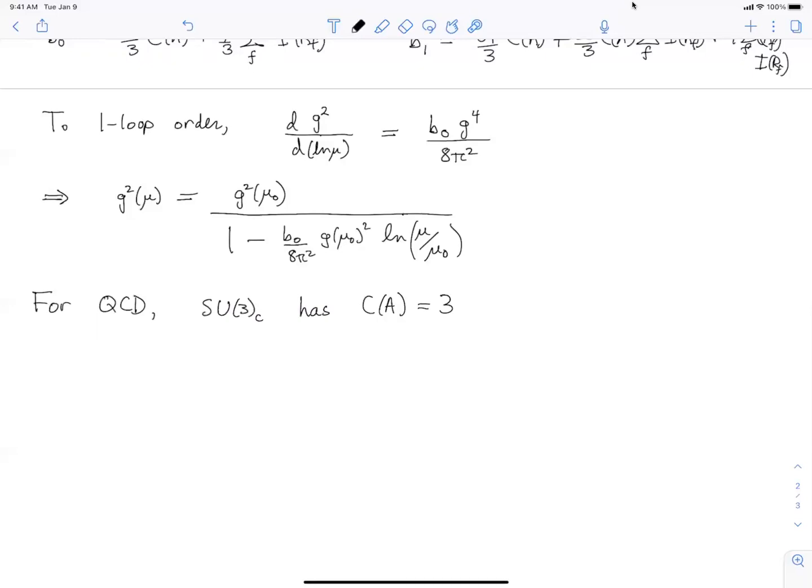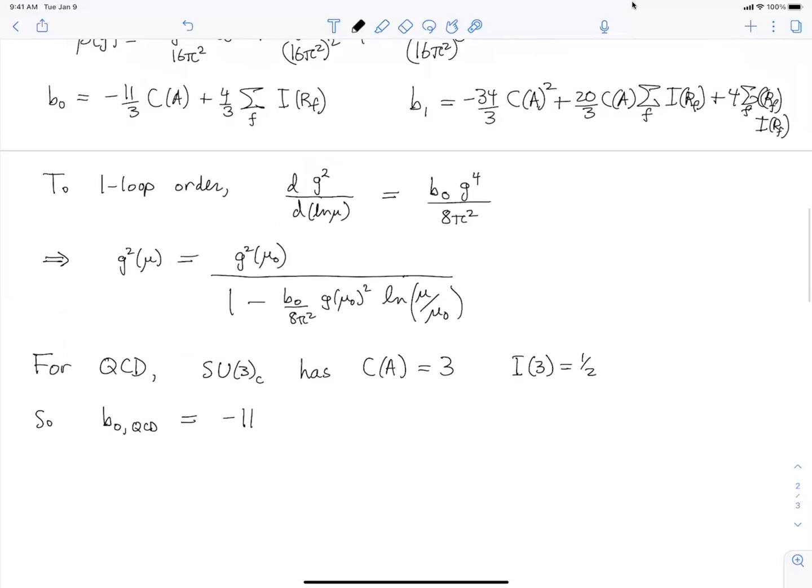Actually, it's N for SU(N). And the index of a quark or anti-quark representation is 1/2. And so if you plug those in, B0 for QCD is equal to -11. That's coming from here. Okay, plus 2/3 times the number of quarks.